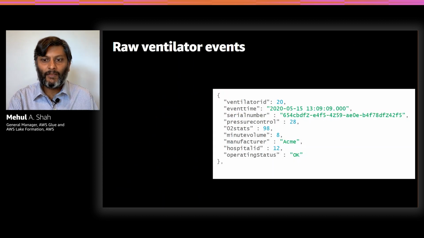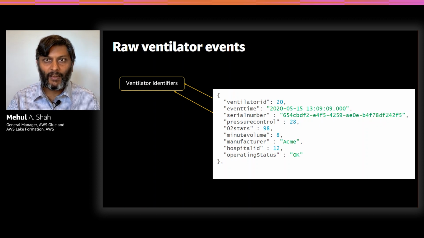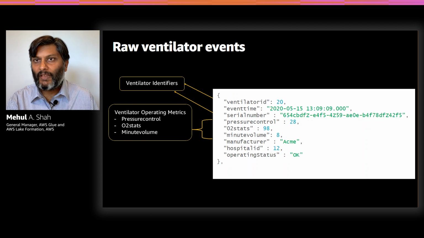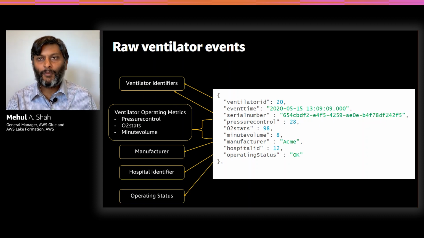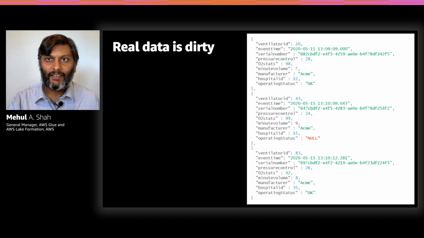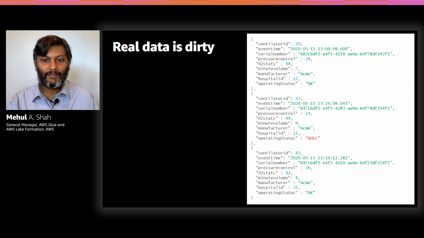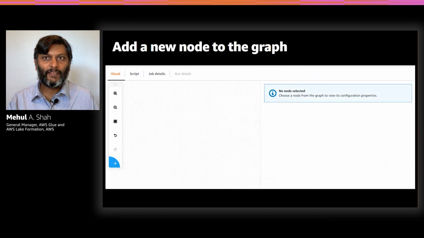If you take a look at the ventilator readings, the raw readings are going to be in JSON format, and it's going to have a bunch of different fields that identify the ventilator, some of the metrics, the manufacturer, the hospital that the ventilator is in, and then the operating status. Now, depending on the ventilator, some ventilators actually give you an operating status and other ones don't because they're just manufactured differently. And so in the real data, you're going to see empty fields. This is how real data is dirty. So let's show you how you can actually clean it up and process it using Studio.